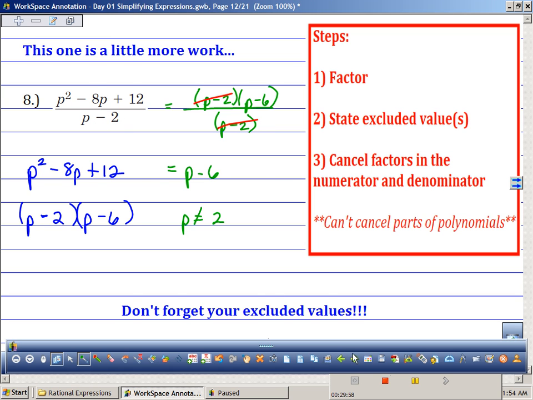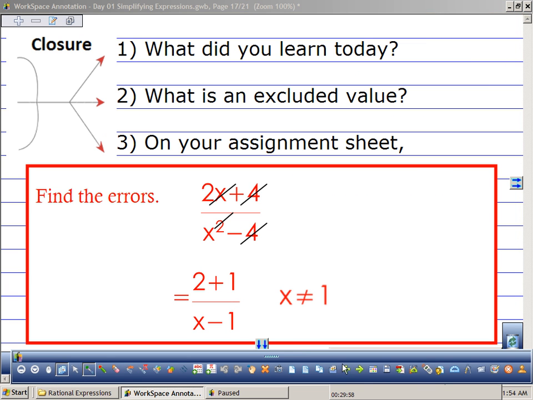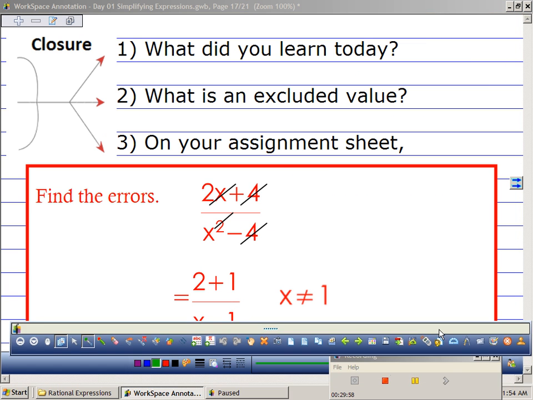Hold on. I need you to write down your closing thought, please. Tell me where the mistake is. We don't have our papers.